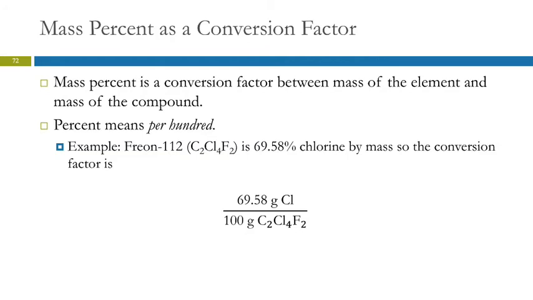Another way to think of percent means per 100, right? Cent is a prefix. There's 100 cents in a dollar, right? 100 years in a century. So when we say that Freon 112 is 69.58% chlorine by mass, 69.58% means 69.58 grams of chlorine per 100 grams of Freon 112. And so this makes a really nice conversion factor.